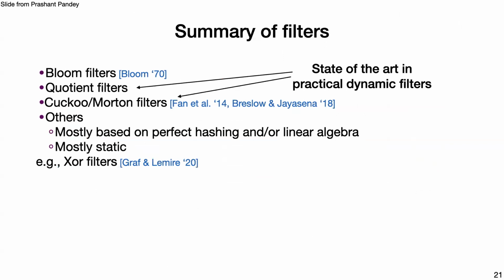Okay, so to recap, we talked about Bloom filters, and there are quotient filters. Another kind of filter is cuckoo filters, which are also popular. These two are probably the most popular these days, and there are others, mostly based on hashing and mostly static. Quotient filters and cuckoo filters are dynamic, which means they can accommodate dynamic data, but the other ones usually cannot.